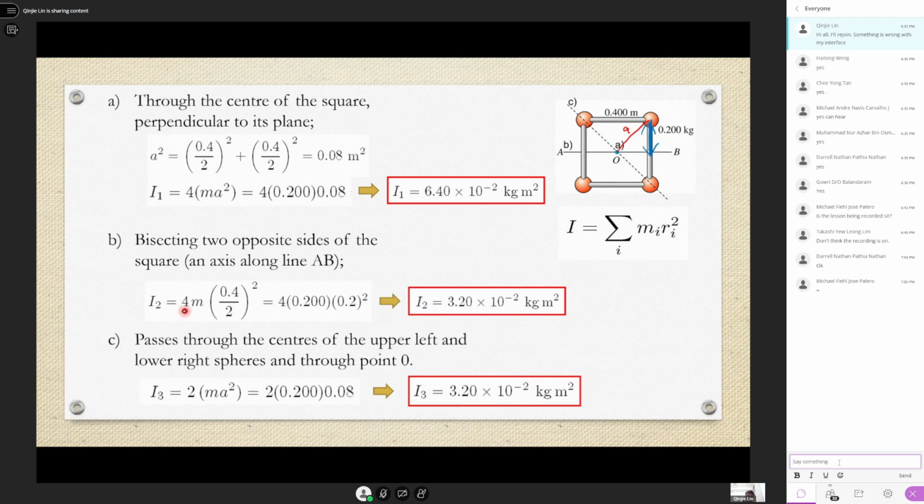Same thing with 4 spheres, 4 times mr squared. So we're going to get the moment of inertia for this. You see, same structure, but you take it differently, right? You will get a different moment of inertia. Very different.